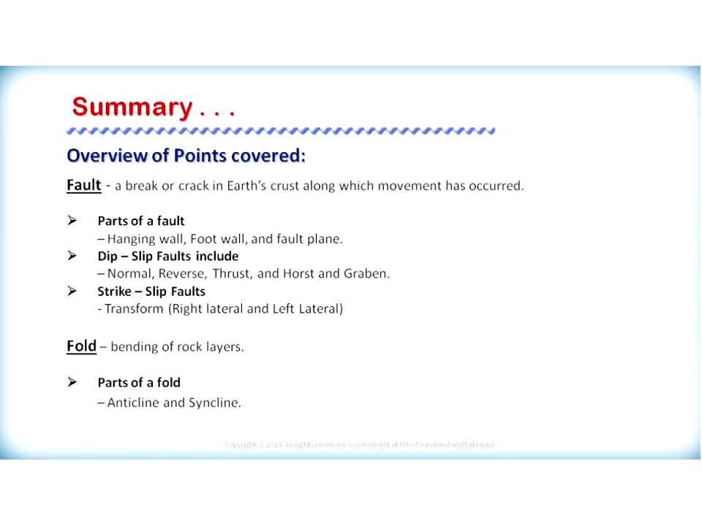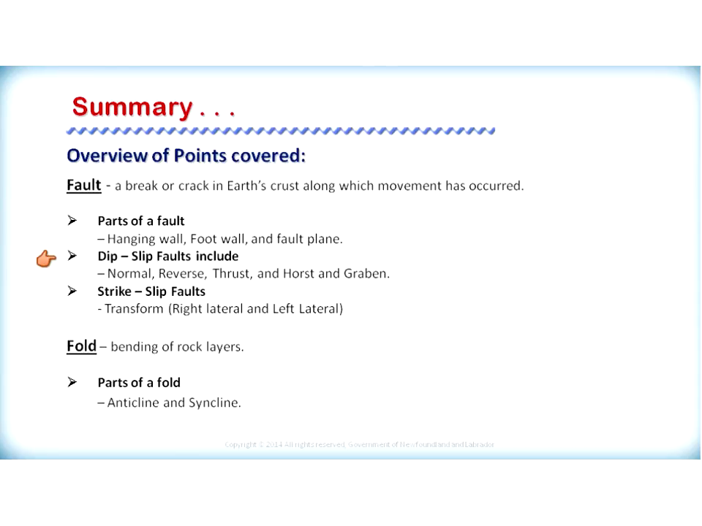In summary, let's look at the overview of the points covered in this presentation. A fault is a break or crack in Earth's crust along which movement has occurred. When we look at a fault, there are generally three parts. The hanging wall is located above the fault plane, the footwall is located below the fault plane, and the fault plane itself is the line at which we see vertical movement in dip-slip faults.